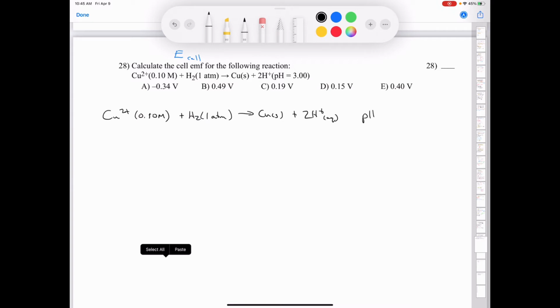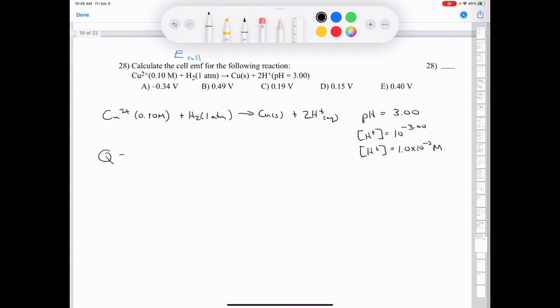And since the pH is equal to 3.00, I can say that the concentration of H+ is equal to 10 to the negative 3.00. The concentration of my H+ is equal to 1.0 times 10 to the negative 3 molar. So now I have the concentration of my H+. I'm going to need to calculate Q for this reaction because I'm going to plug that into my formula to find the non-standard cell potential. Let's work out the Q first.